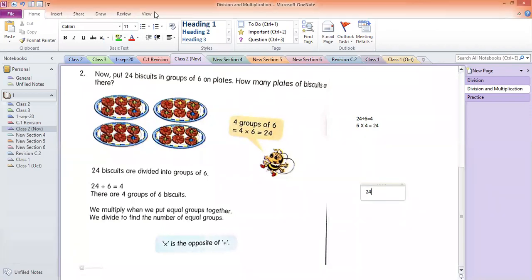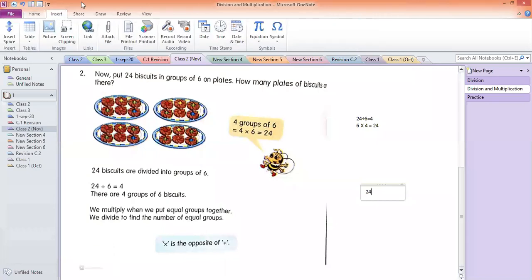This is division. If you divide 24 by 4, you will get 6. And if you divide 24 by 6, you will get 4. As you multiply 4 by 6 equals 24 also, and 6 by 4 multiplied equals 24 also.